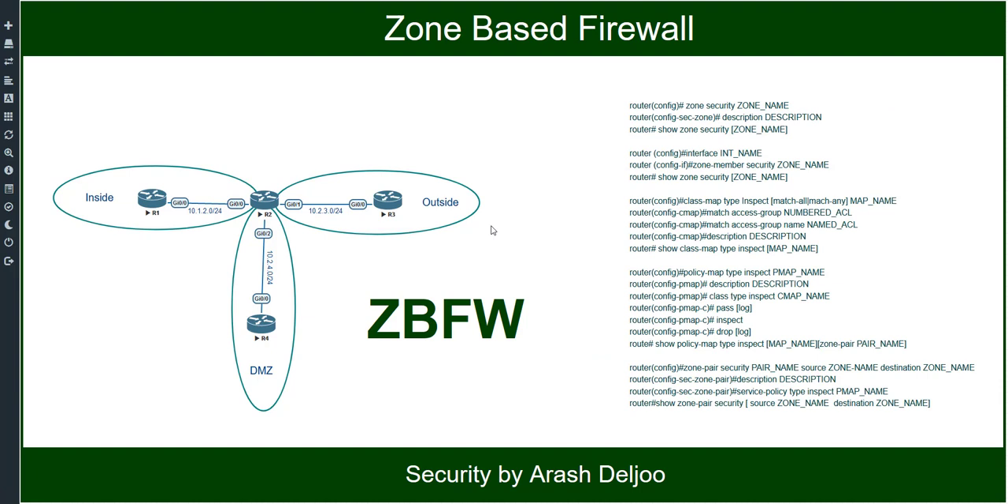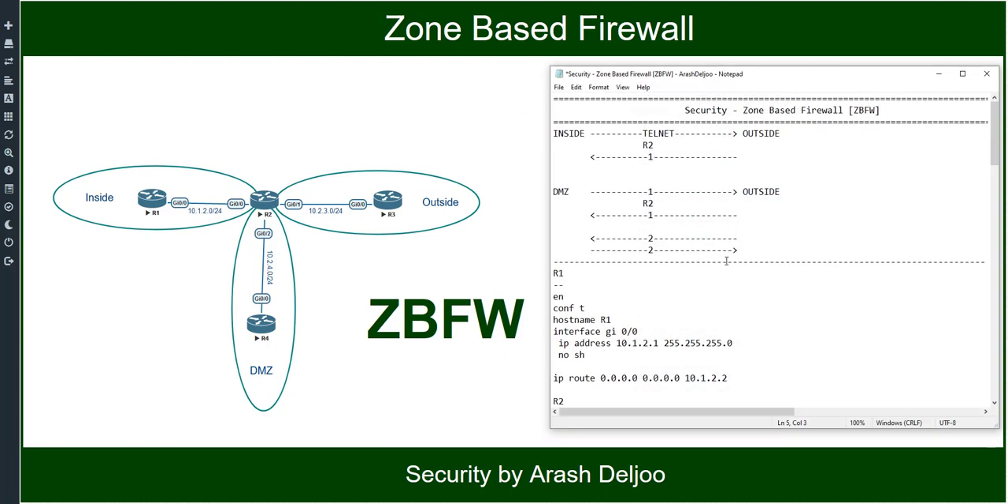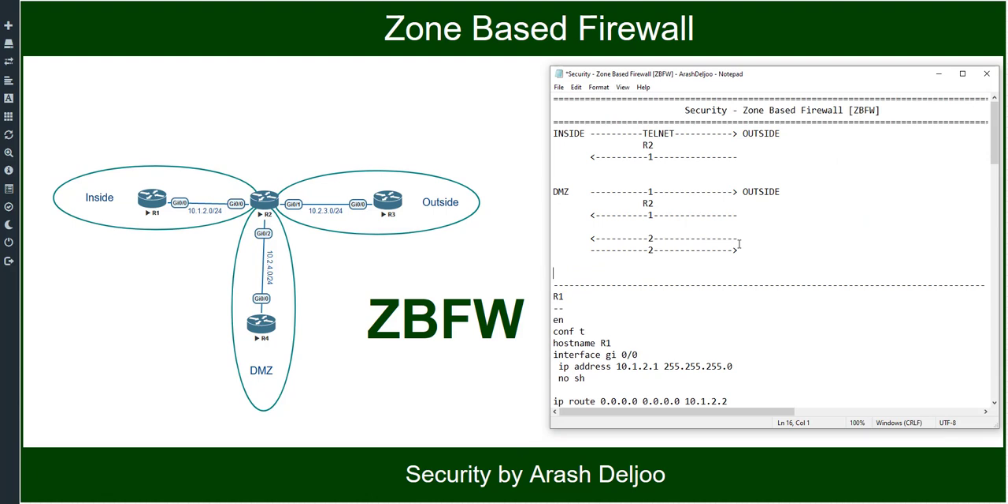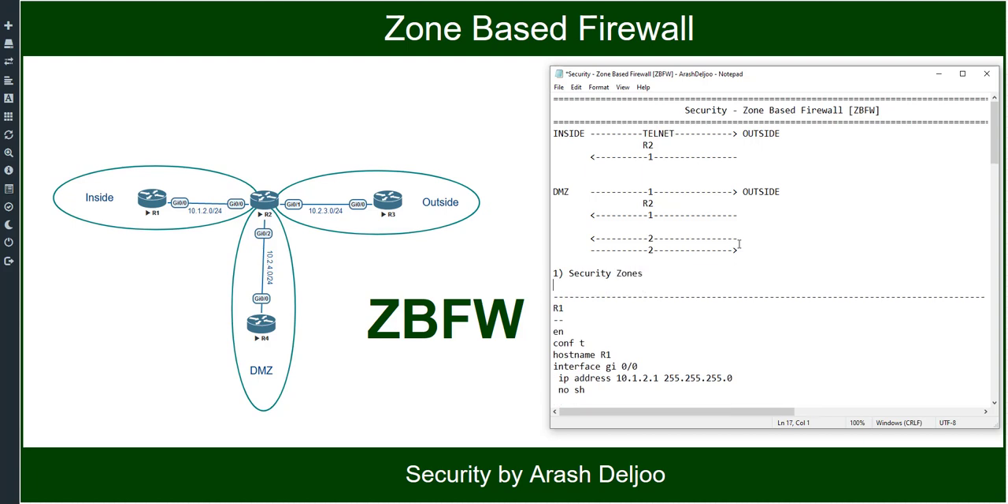The configuration of the zone-based firewall is very similar to the configuration of the modular QoS CLI, or MQC. If you have learned about MQC, you can easily understand the zone-based firewall configuration. Let me explain the steps. First, we should configure the zones, or security zones. After that, we should assign the security zones to the interfaces.